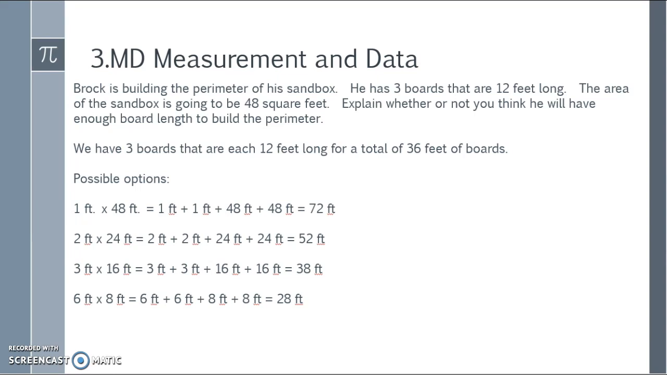I only have 36 feet of board though, so I could not do a 1 foot by 48 feet because 72 is greater than 36. I also could not do a 2 foot by 24 foot because 52 feet is still greater than 36. 3 feet by 16 feet is getting closer, but still too many. It looks like 6 feet by 8 feet, to get us a total of 28 feet of boards, would have to be the dimensions of our sandbox.